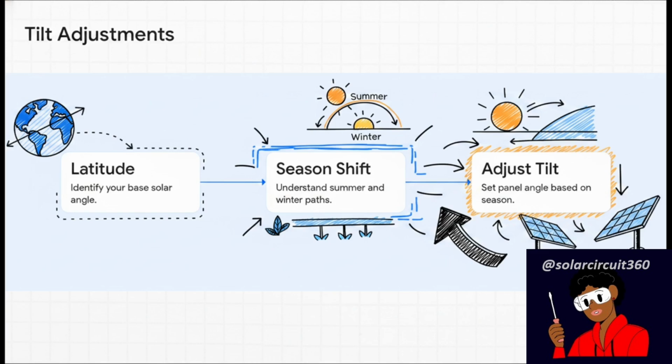Your latitude is basically the geographical baseline for your solar angle. Step 2, understand that seasonal shift we just talked about. The sun effectively moves above your latitude angle in the summer and below it in the winter. And step 3, adjust your tilt accordingly.